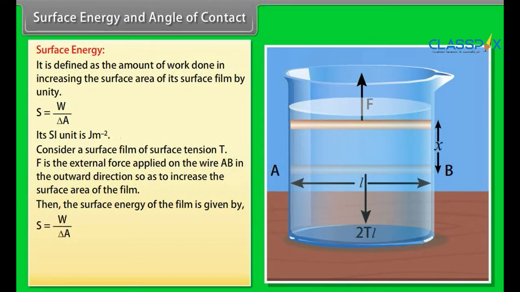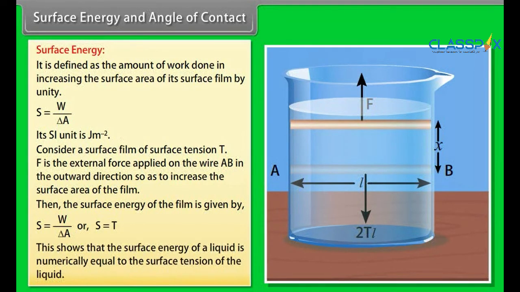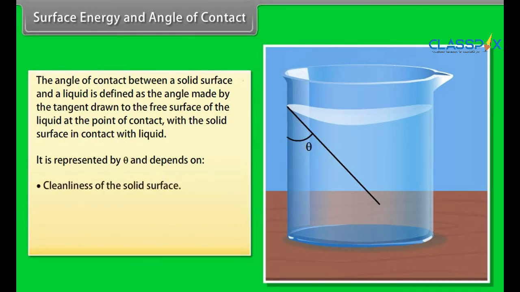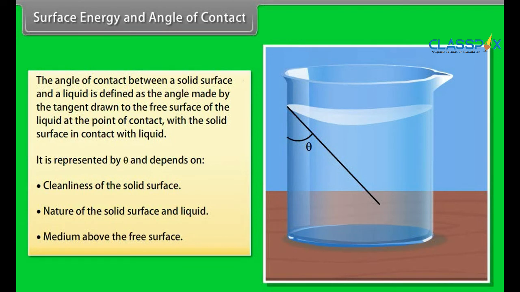We know that S is equal to W upon delta A. This gives the result of S is equal to T. This shows that the surface energy of a liquid is numerically equal to the surface tension of the liquid. The angle of contact between a solid surface and a liquid is defined as the angle made by the tangent drawn to the free surface of the liquid at the point of contact with the solid surface in contact with liquid. It is represented by theta and depends on cleanliness of the solid surface, nature of the solid surface and liquid, and medium above the free surface.